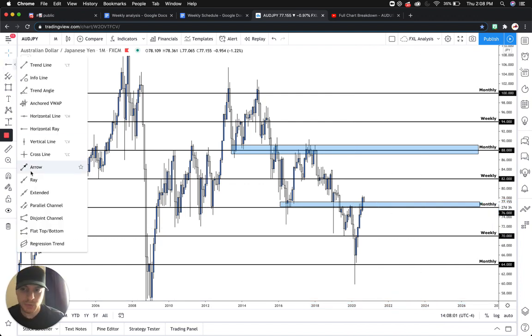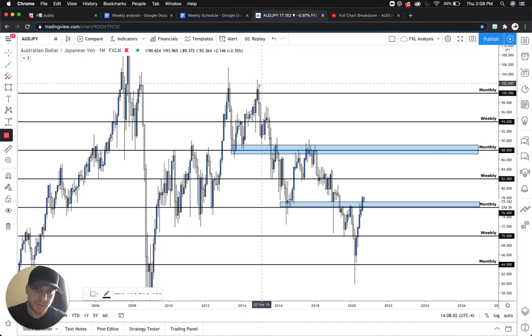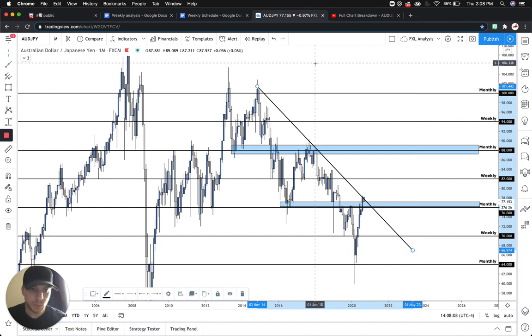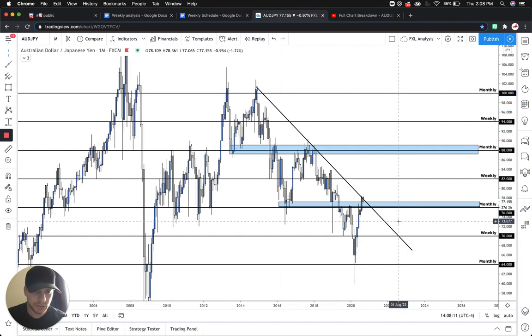We can also apply some trend lines here if we want. We can see if they apply. Let's go ahead and draw this down. Pretty steep. I think this would be a better weekly trend line. We're going to take a look at that in a second.